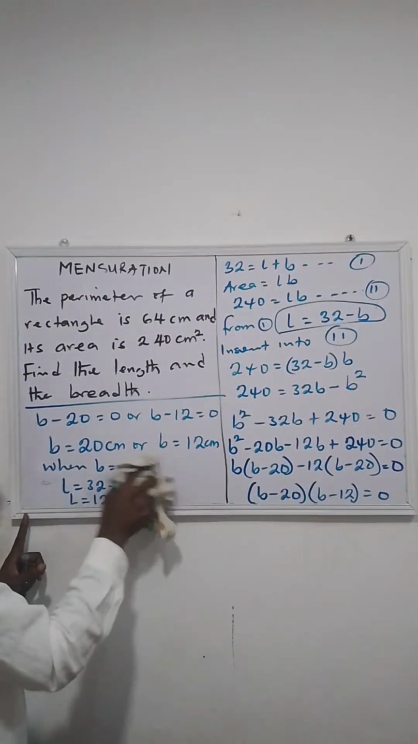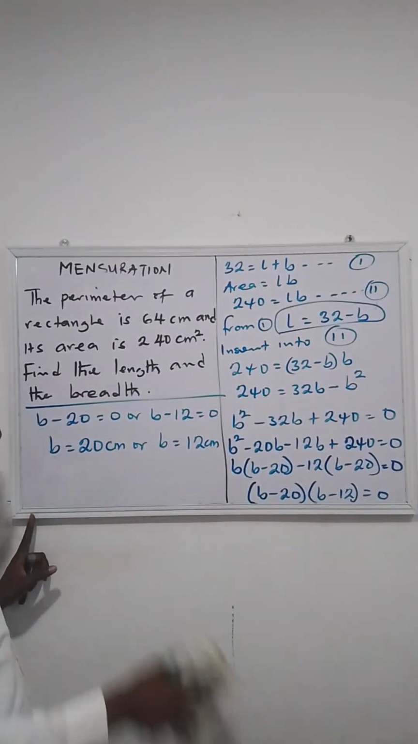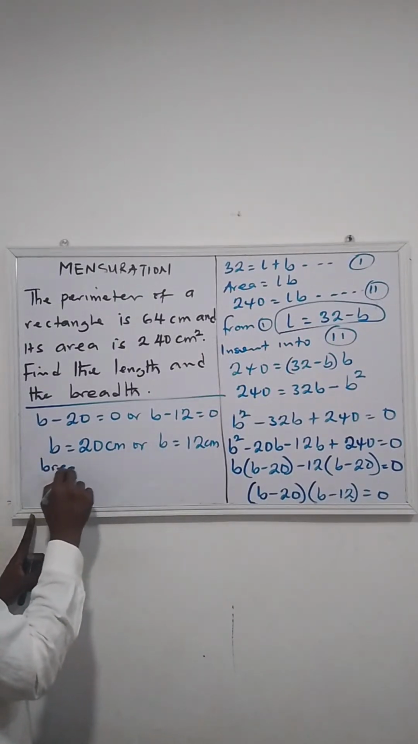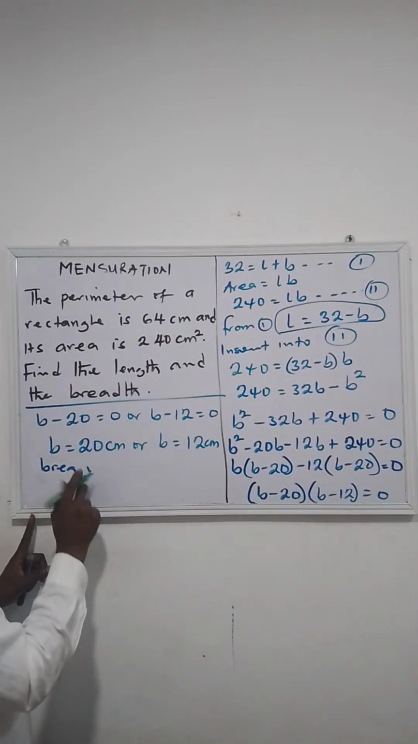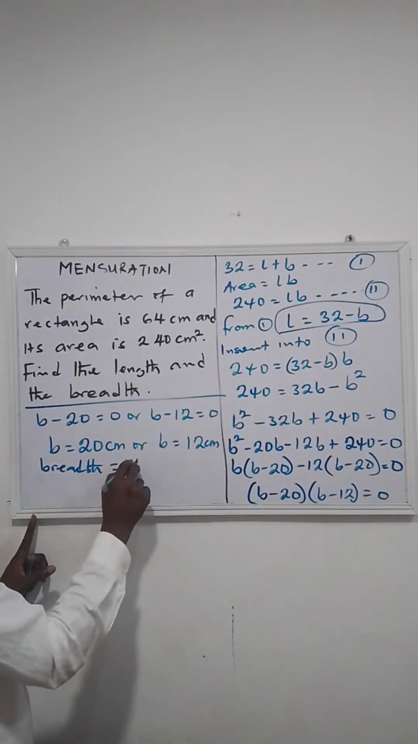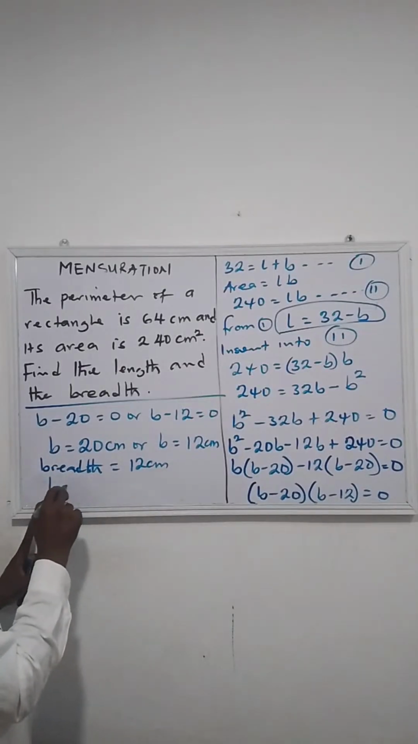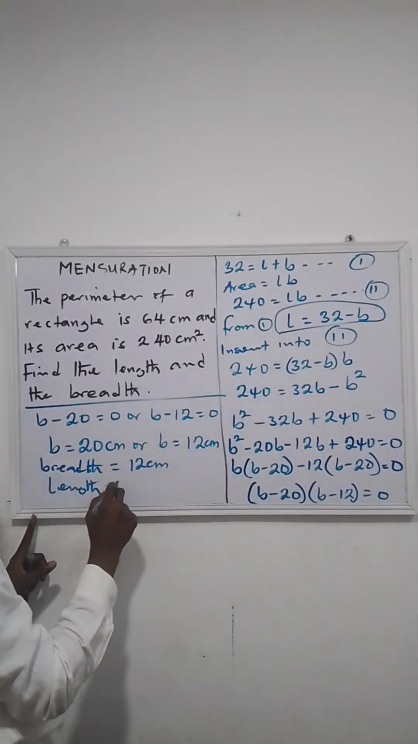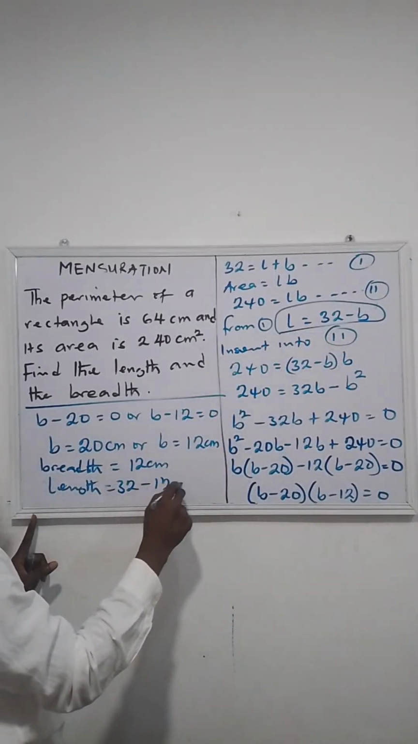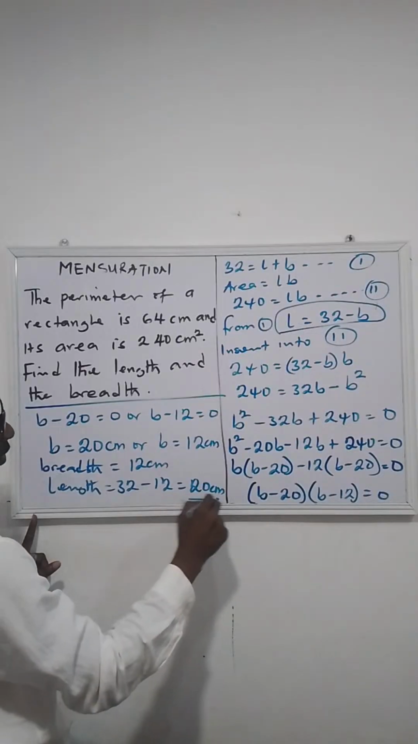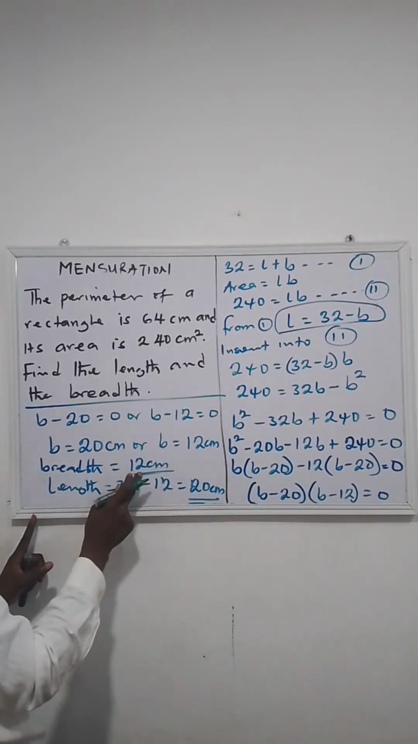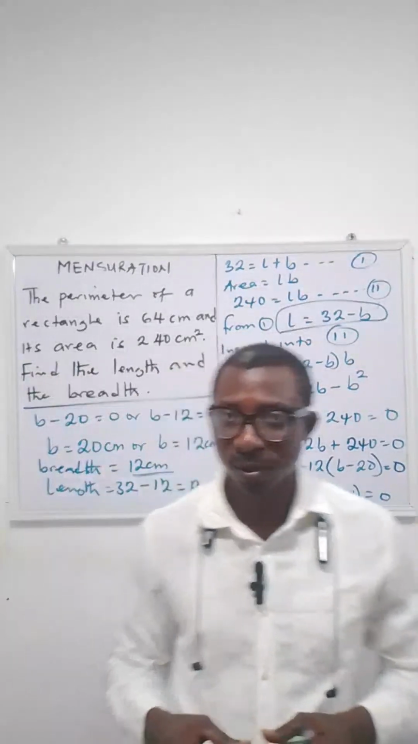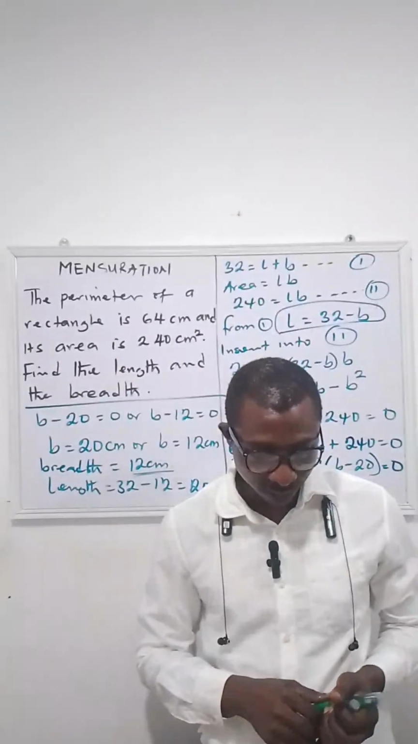Okay, so what you are going to do here now is you say, to conclude, the breadth is 12 centimeter, while the length, which is your L here, is going to be what? 32 minus 12. And that gives you 20 centimeters. So these are the answers. We have this and this. All right, so I hope you all understand this. So that's how to solve the problem.